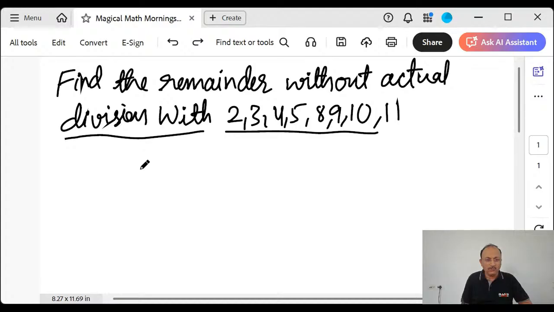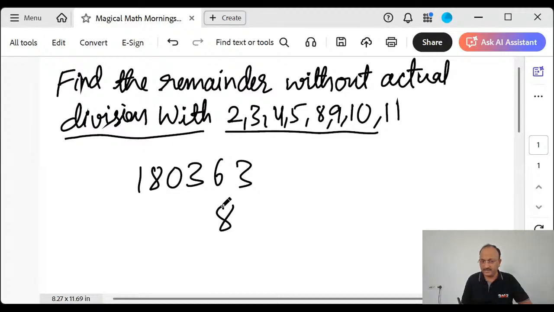One last one, 180363. Tell me the remainder when you are dividing this one by 8. When you go to higher level competitive exams like police constable and all other things, they are giving these questions also. What is the remainder when you divide this by 8, 6, 10, like that they will give.